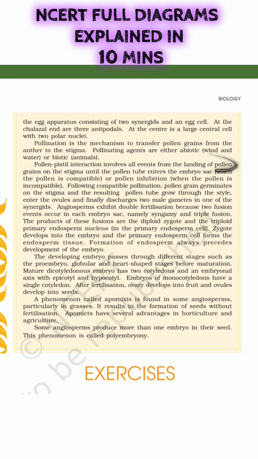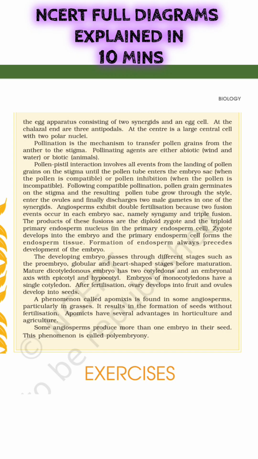Pollen pistil interaction involves all events of the landing of pollen grains on the stigma until the pollen tube enters the embryo sac when the pollen is compatible, or pollen inhibition when the pollen is incompatible. Following compatible pollination, pollen grains germinate on the stigma, and the resulting pollen tube grows through the style to the ovule, and finally discharges the two male gametes in one of the synergids. Angiosperms exhibit double fertilization because two fusion events occur in the embryo sac, namely syngamy and triple fusion. The products of these fusions are diploid zygote and a triploid primary endosperm nucleus.